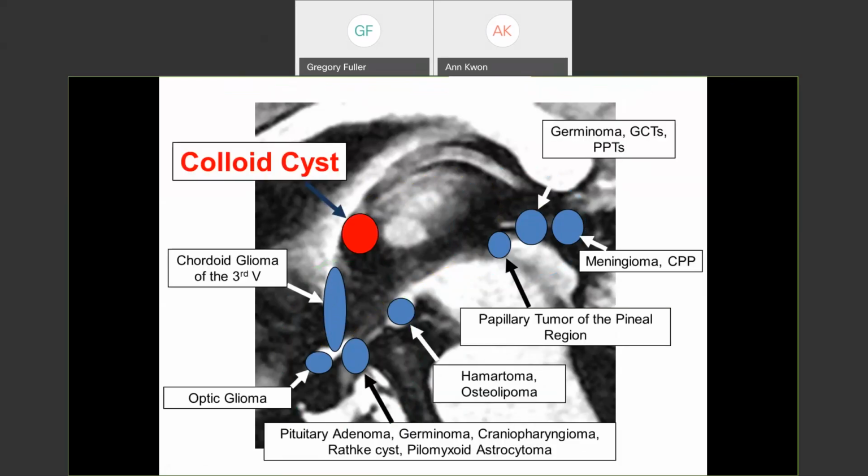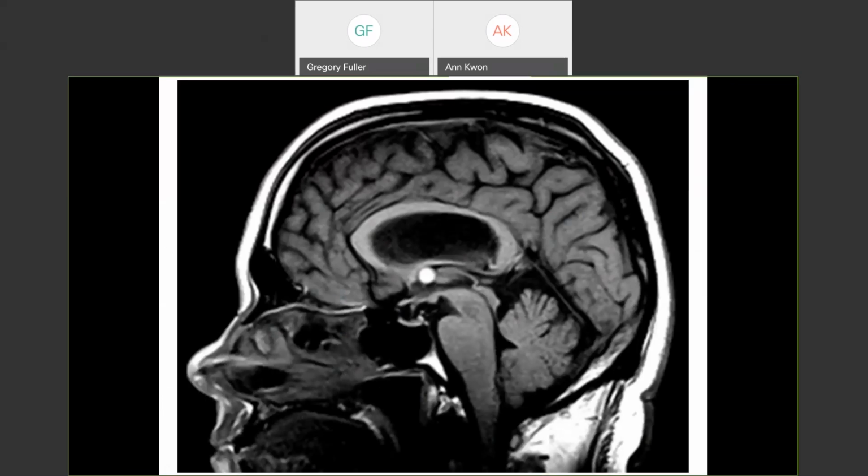All right, here's the bottom line. These are the typical lesions which should be very high in your differential for tumors localized to specific areas of the third ventricle, and usually colloid cyst is pretty much all by itself there. So that is what you should see when you're seeing this beautiful mid-sagittal cut.